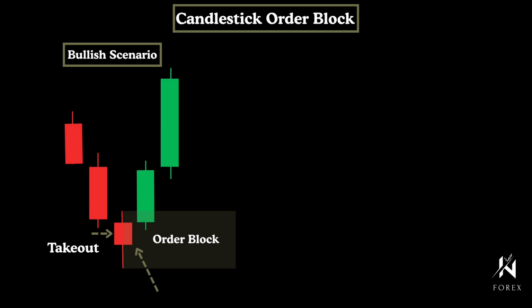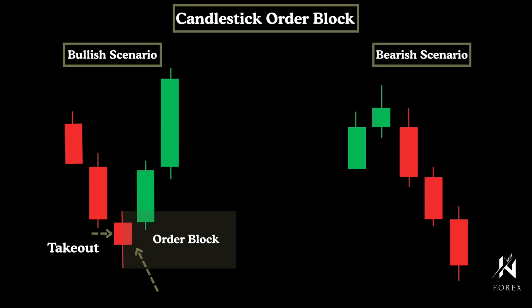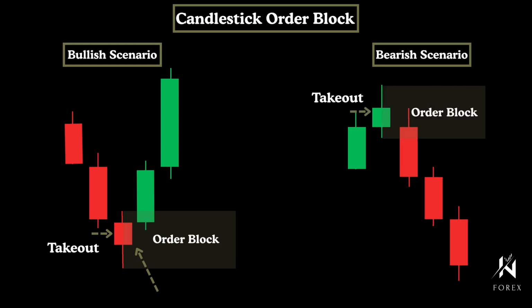It marks the last bearish candle prior to a sharp upward move, having breached the previous candle's low and cleared its liquidity. Likewise, in a bearish setup, a candlestick-based order block represents the last bullish candle before the price starts to decline sharply. This candle usually moves above or sweeps the liquidity from the highest point of the prior candle.